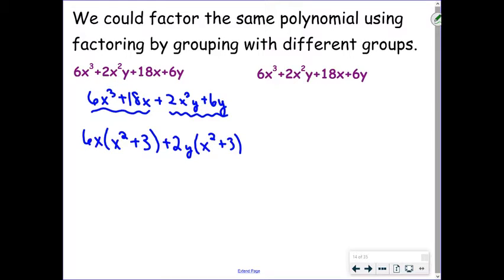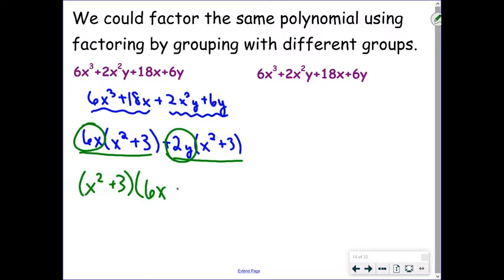So now I look. What can I pull out? What's the same in both of them? The x squared plus 3. So I'm going to pull the x squared plus 3 out. What do I have left? From the first one, I have a 6x. From the second one, I have a 2y. Notice if you flip back, it's the same answer we got before.